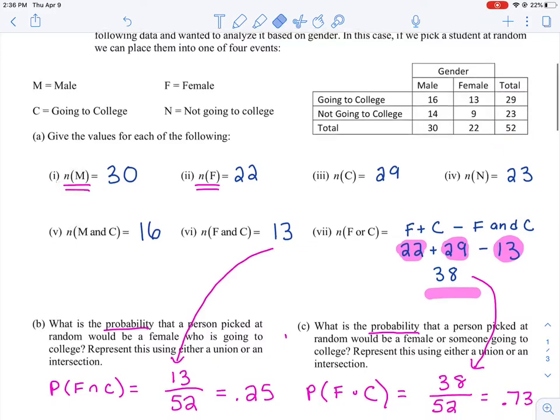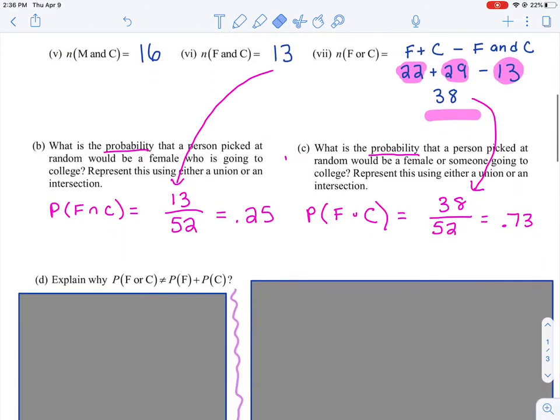All right, one more question on this one. Explain why the probability of female or going to college, so that's C here, female or going to college, is not the same as taking female and adding it to the probability of college.